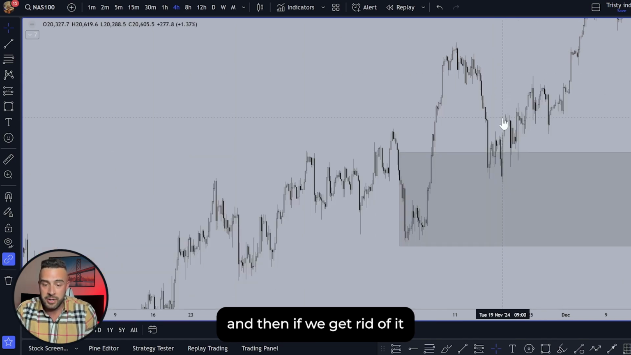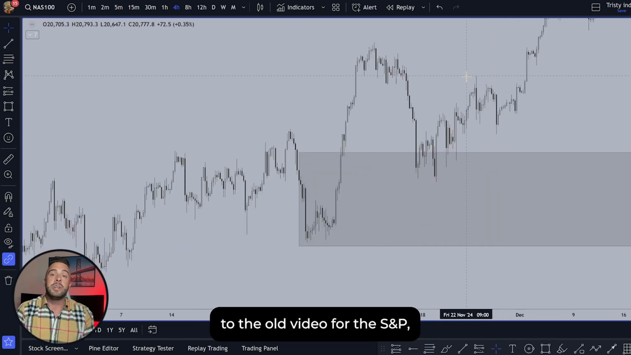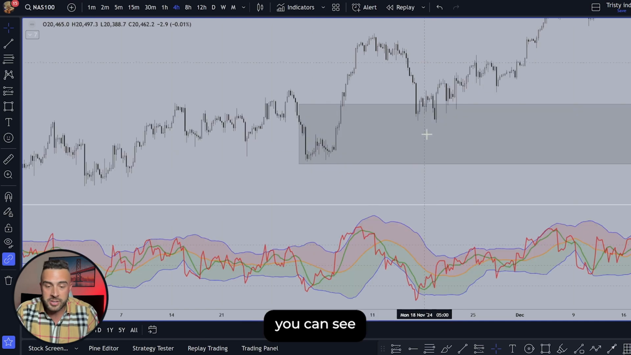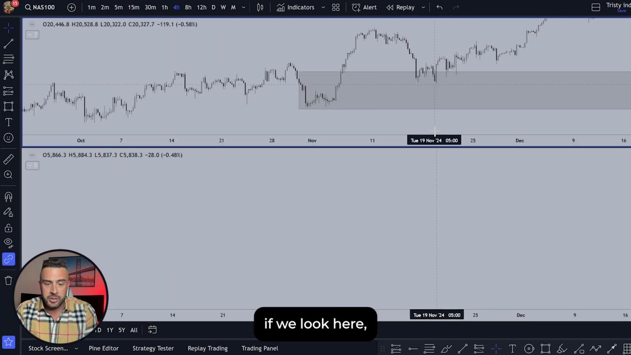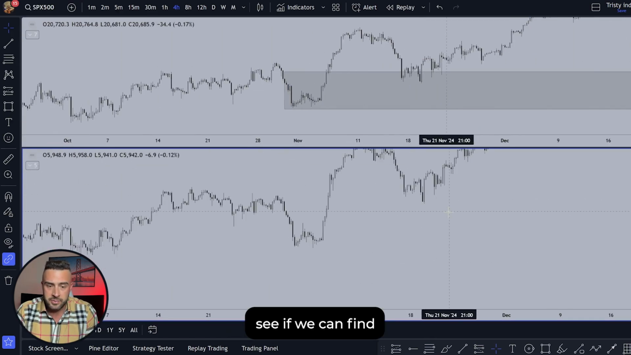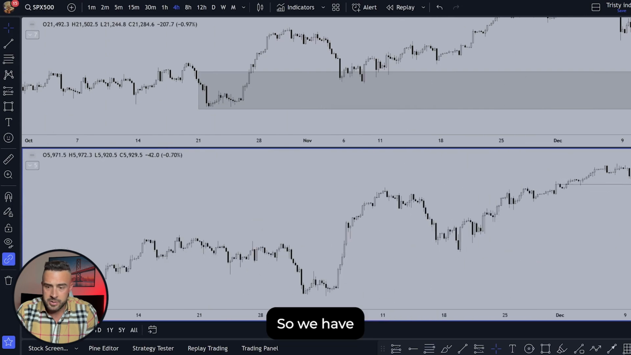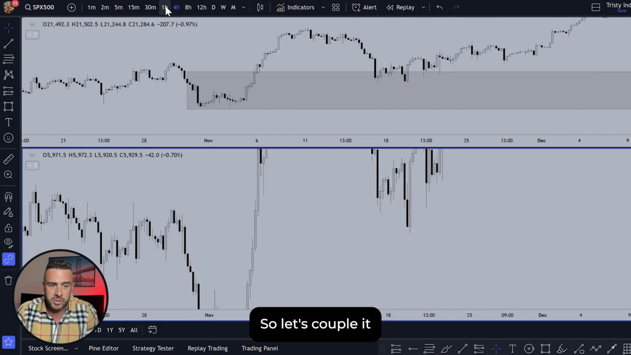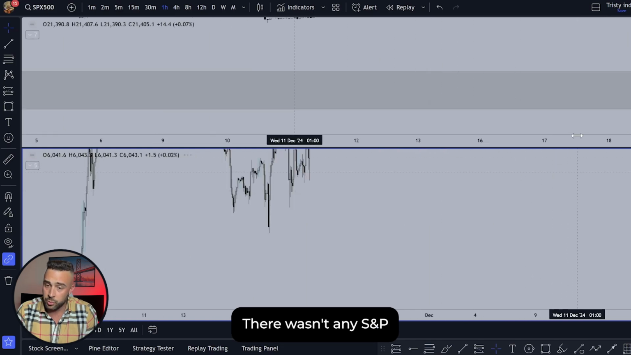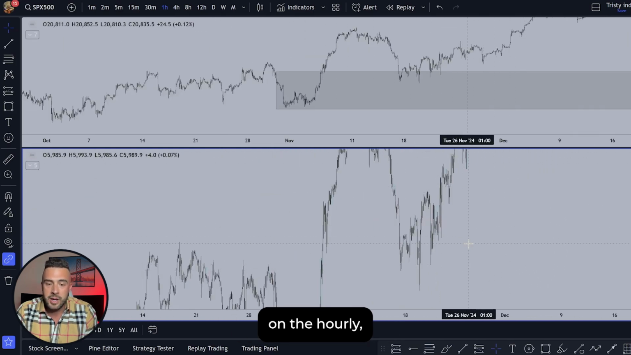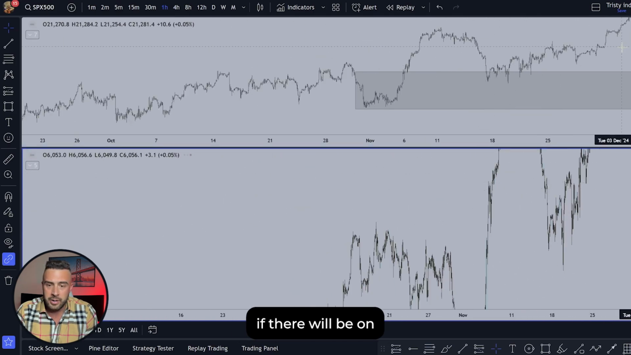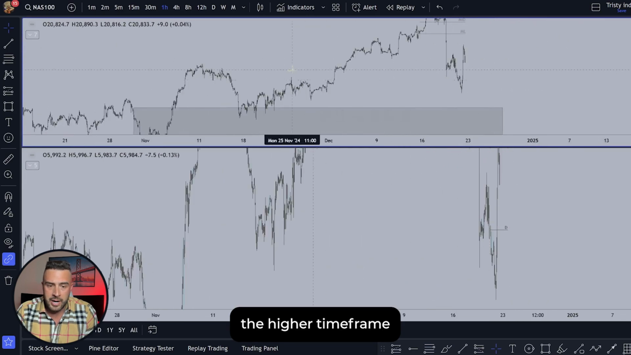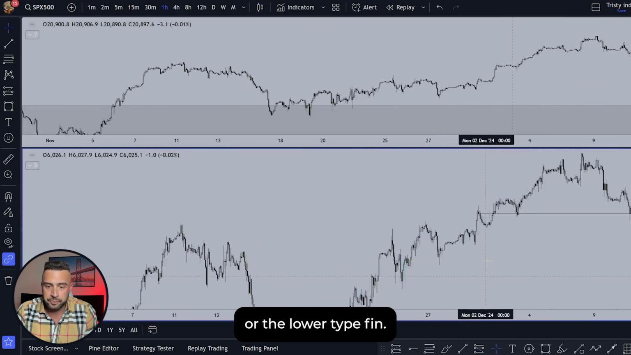And then if we get rid of it and we go back to the old video for the SMT, you can see, if we look here, what else do we have? Let's see if we can find something else. We have a new low being formed here. So let's go down to the smaller time frame. There wasn't any SMT on the hourly, but let's see if there will be on the higher time frame or the lower time frame.